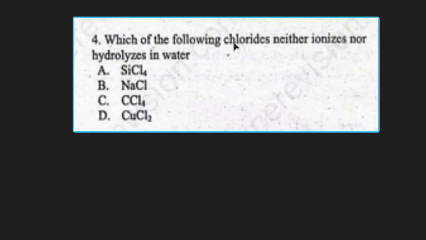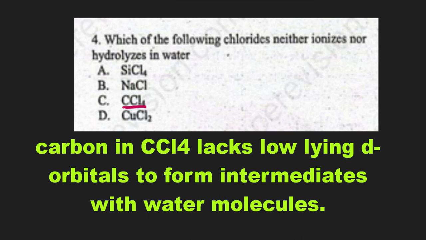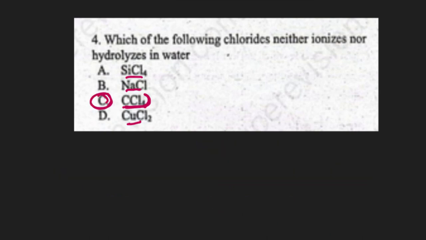Question 4. Which of the following chlorides neither ionizes nor hydrolyzes in water? For the group 4 chlorides, carbon tetrachloride is said to be insoluble in water because it doesn't have low-lying d orbitals, which can form an intermediate with water molecules. For the rest, they are soluble because they contain low-lying d orbitals to form an intermediate. So only the tetrachloride is insoluble in water and does not ionize, making our option C to be the best.